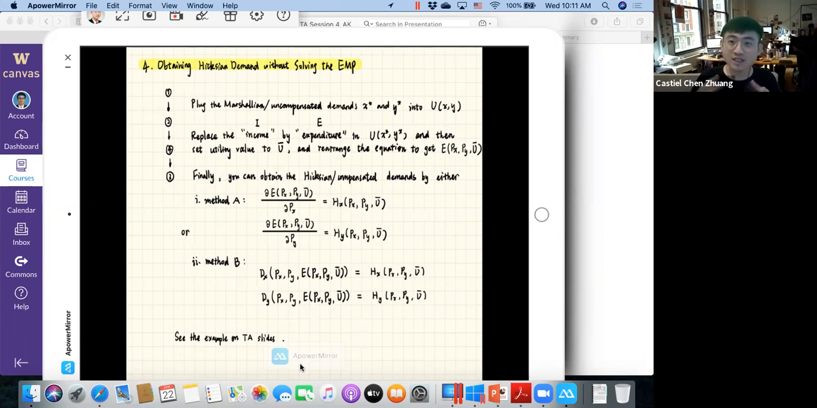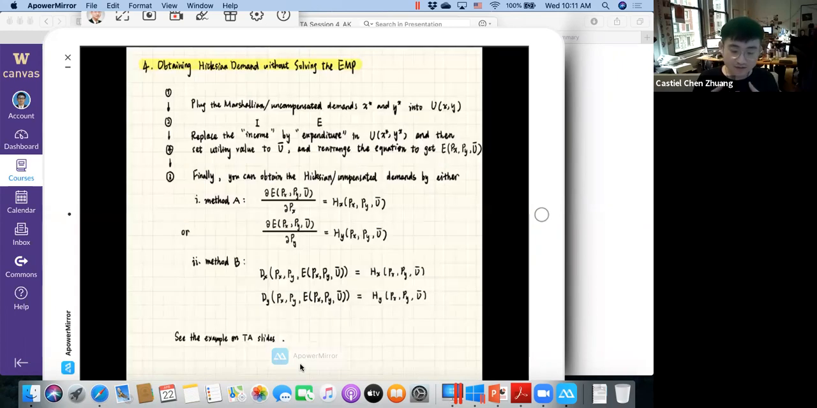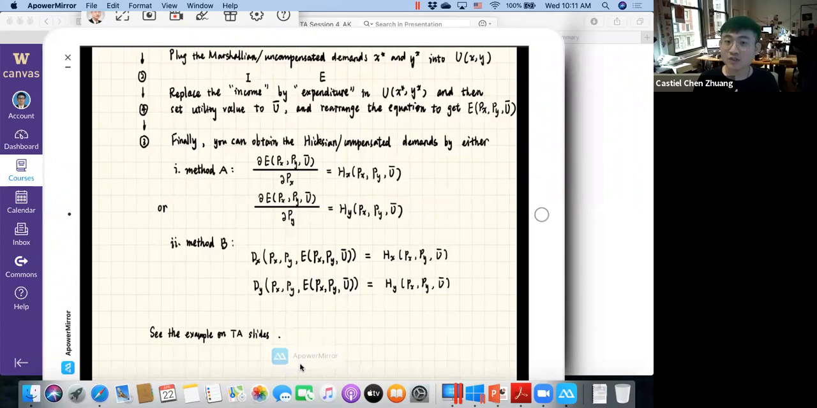And then you rearrange this equation, you take out the E, and move everything else to the other side. Then you will get an expression for the E, and that's exactly the expenditure function. And that's how you go from 2 to 4. And once you get 4, the expenditure function, there are 2 ways for you to get the Hicksian demand. One is method B, which is talked about by the professor. You just replace income by the expenditure function in the Marshallian demands, all right?